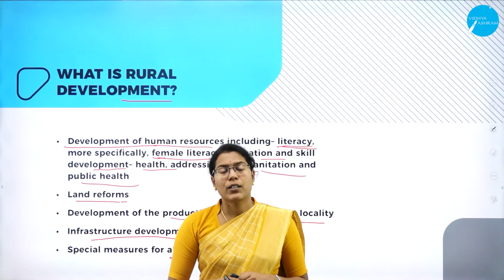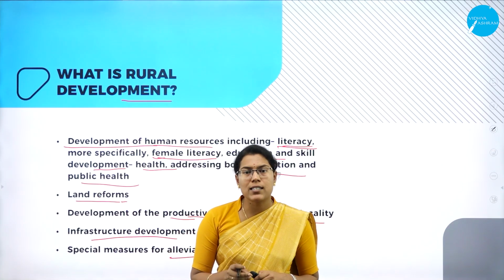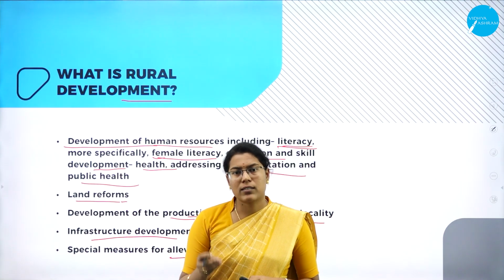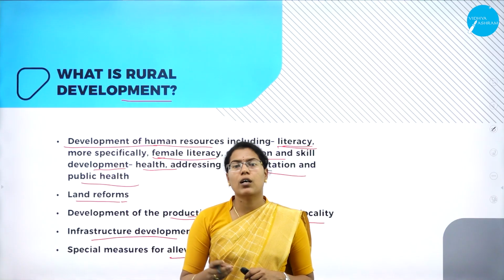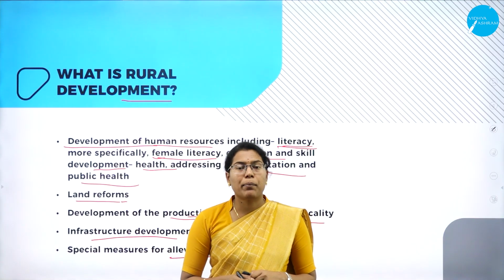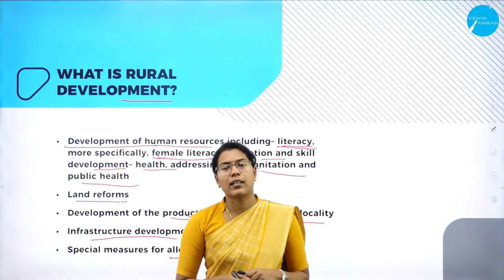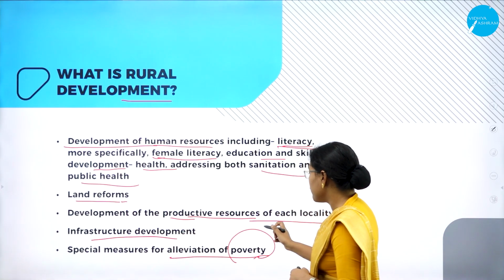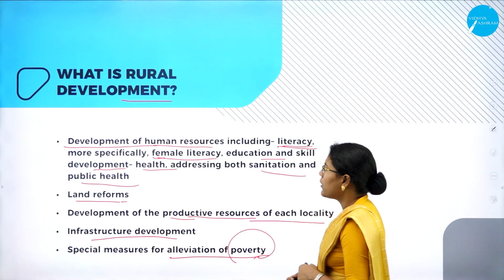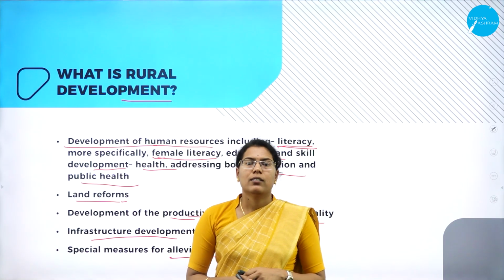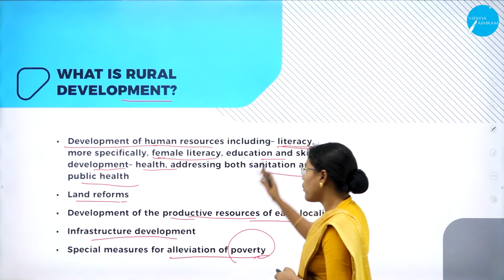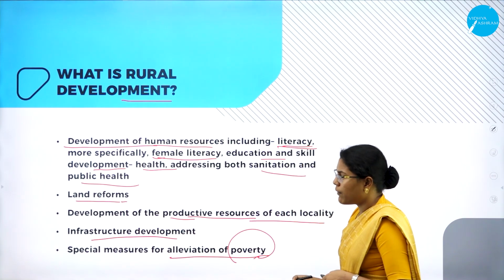And not only that, through the public distribution system, the government is issuing wheat, rice and other food grains to the poor people under the BPL card. BPL here refers to below poverty level. So, those people who fall under the BPL are getting the free distribution of food grains from the government. These are the important areas of rural development.